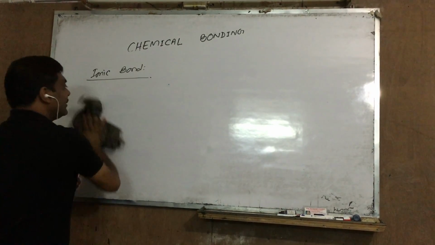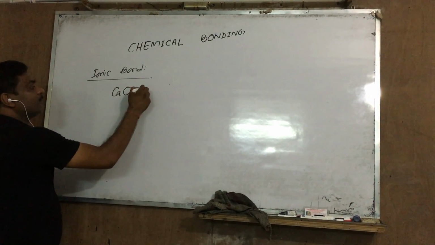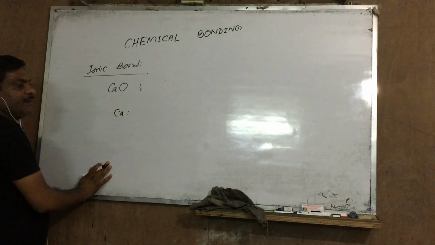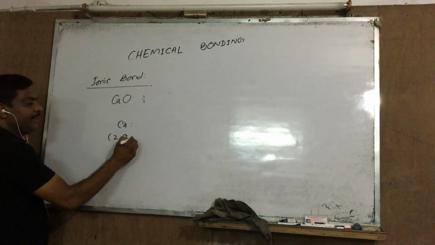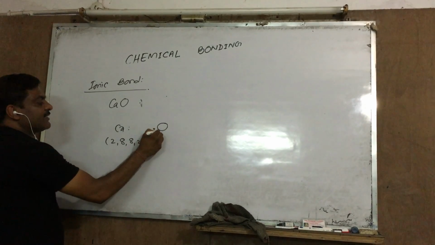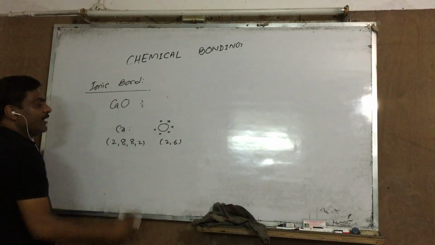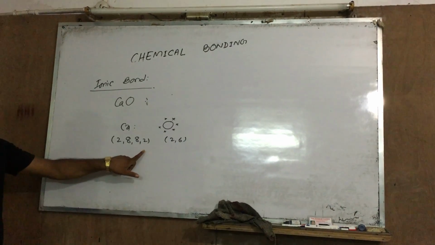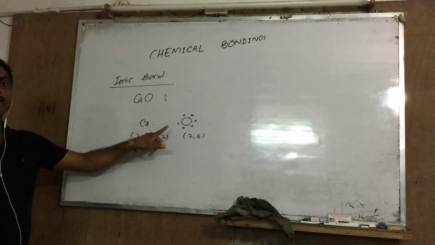Now we are talking about the calcium oxide molecule. Calcium has 2 electrons in its outermost orbit and the configuration is 2-8-8-2. Oxygen has 6 electrons in its outermost orbit and the configuration is 2-6. Initially both are unstable, as calcium has only 2 electrons in its outermost orbit and oxygen has 6 electrons in its outermost orbit. Calcium is a metal, oxygen is a non-metal.